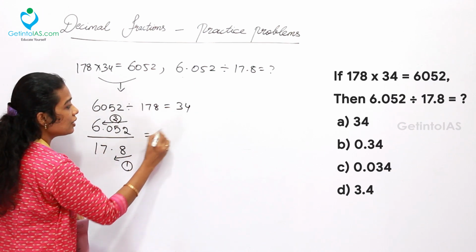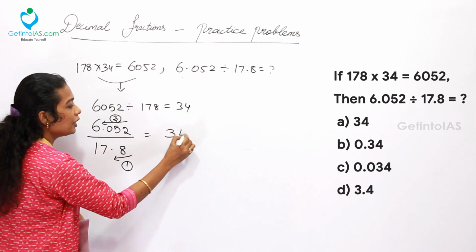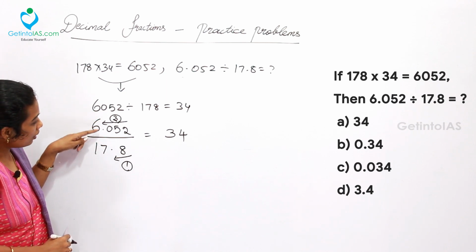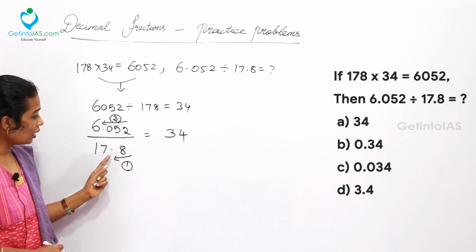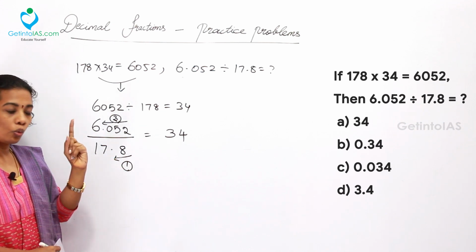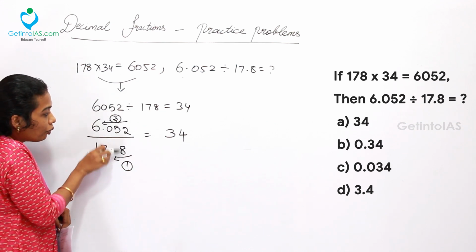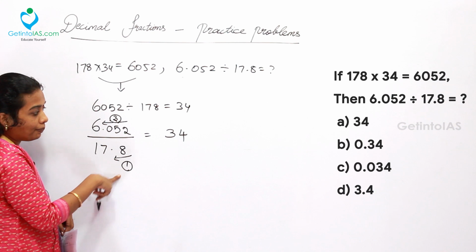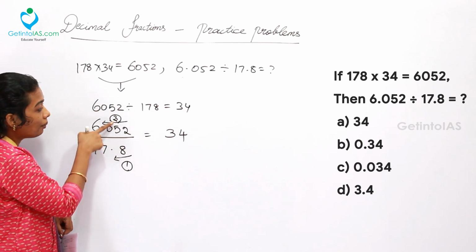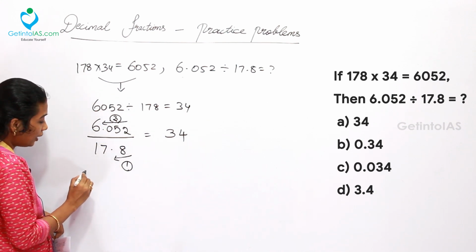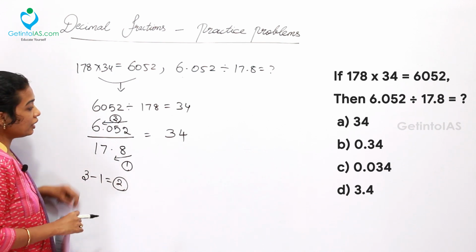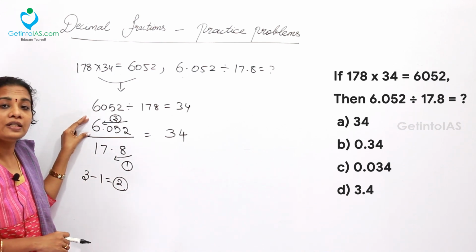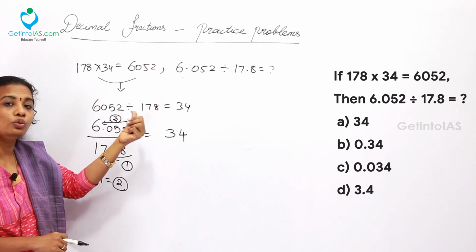What was the original result? That is 34. Simply I am taking 34. Here the numerator was moved to the left by 3 places. Here the denominator was moved to the left by 1 place. So if both were the same, the result will remain the same. But both are not equal, so take the difference. 3 minus 1, 2 digits. So what is leading? The numerator is leading by 2 places to the left.